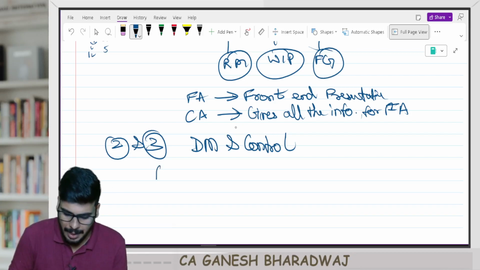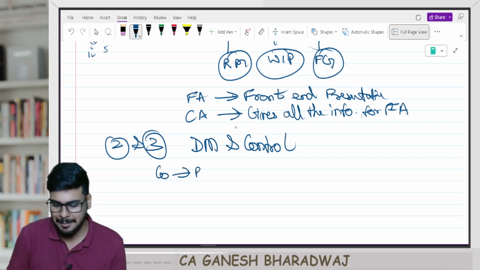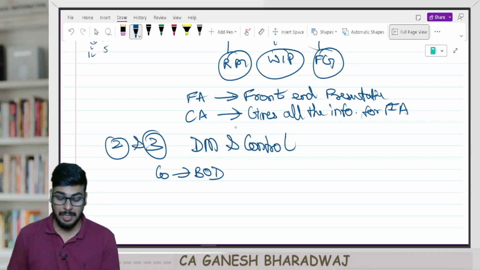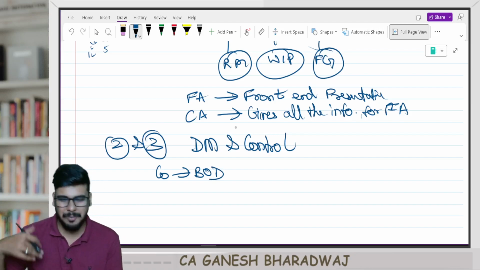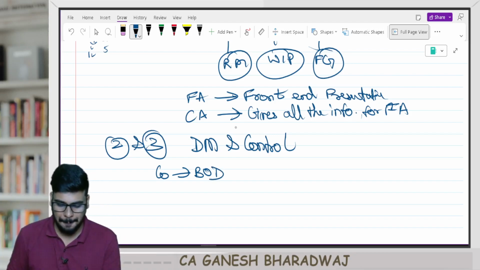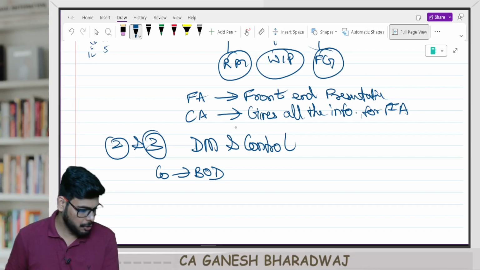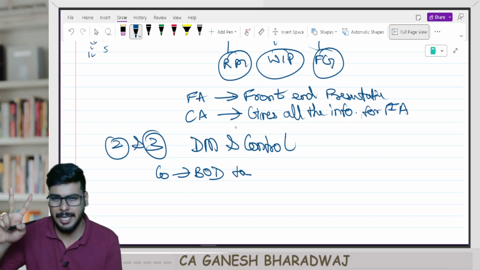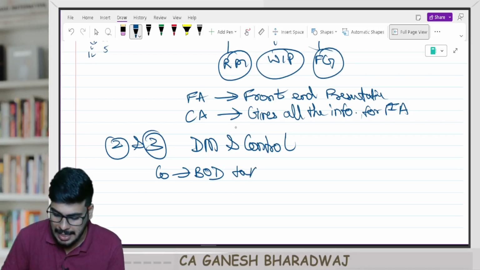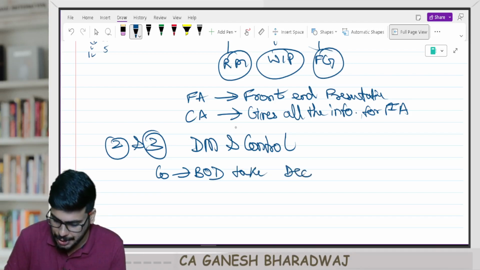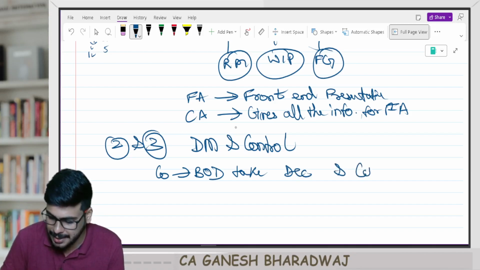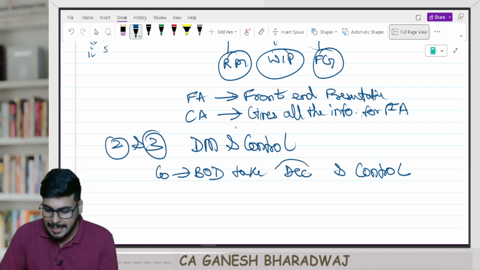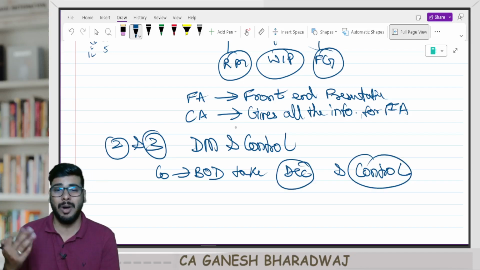Now, what is this all about? If you see, every company has something called a board of directors. This is popularly known as the top management. Now, what will this top management do? They have two important tasks. They need to take decisions and they need to exercise control over the organization. Now, sir, decision and control, what is it?